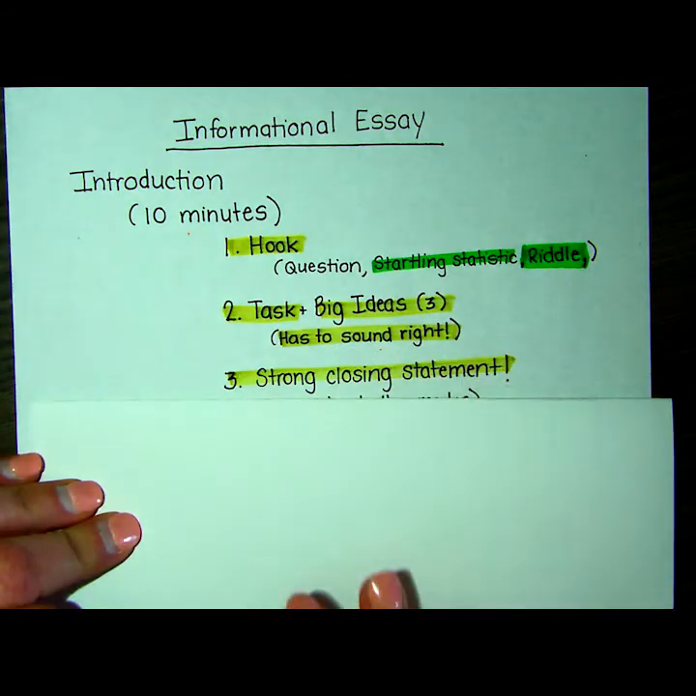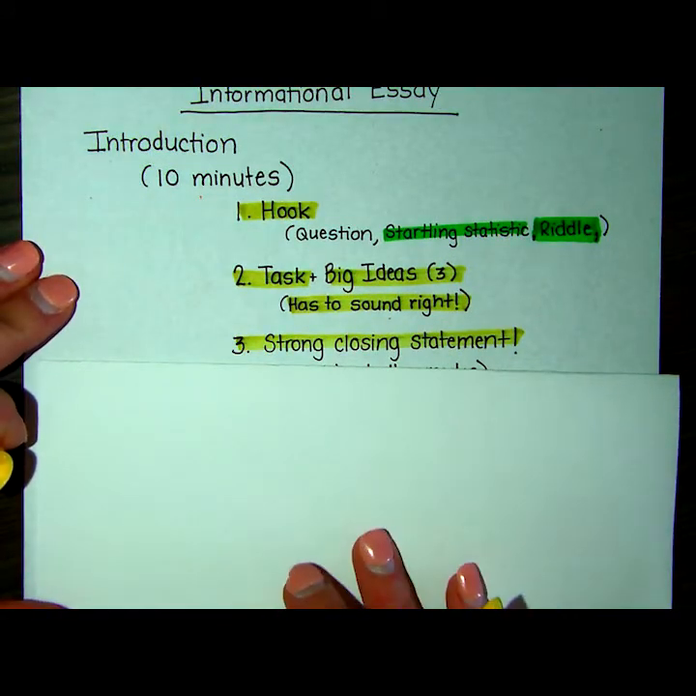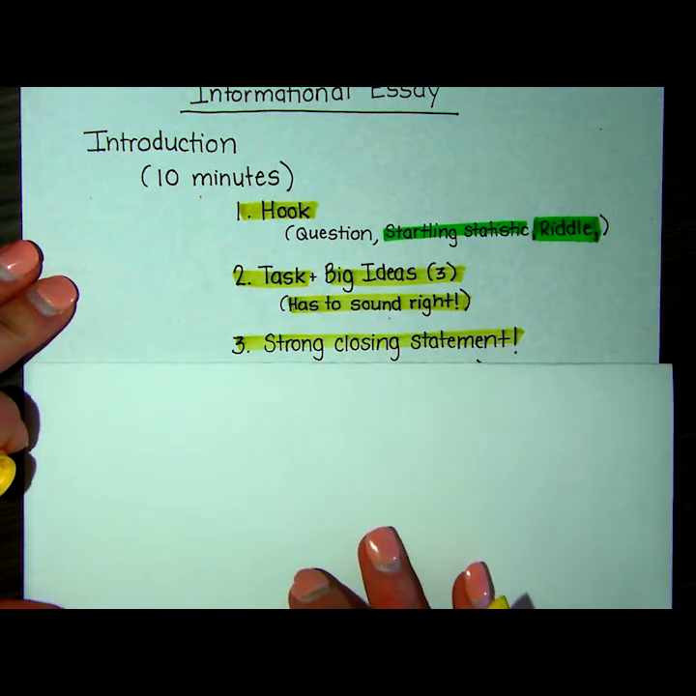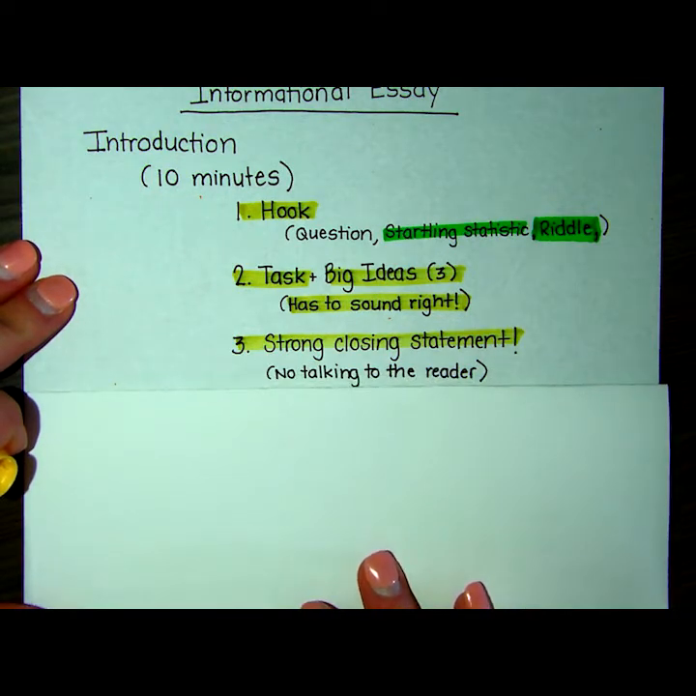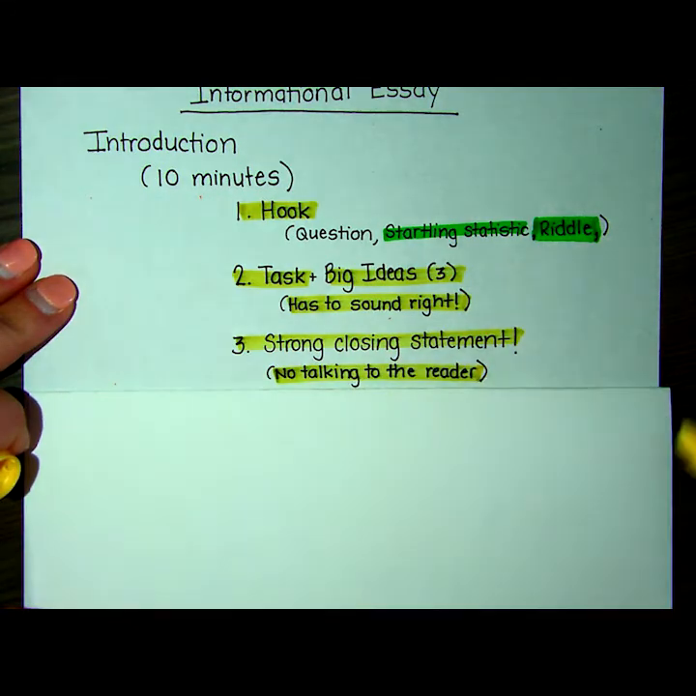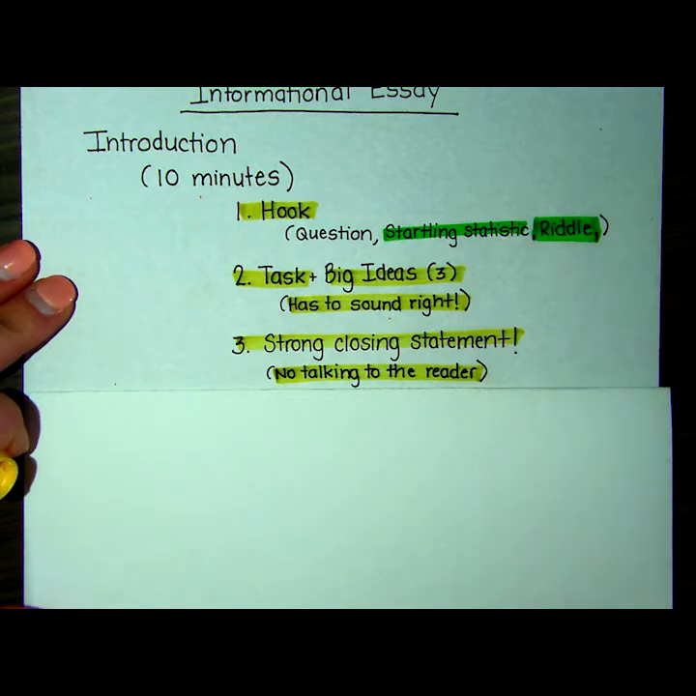Now there's something we want to mention here. We are now away from maybe a strategy that I think you were taught in 3rd grade where it says like read on to learn more. We're not doing that anymore. Now we are going to try to avoid talking to our reader and really focus on how we can include that last sentence to include a strong closing statement.